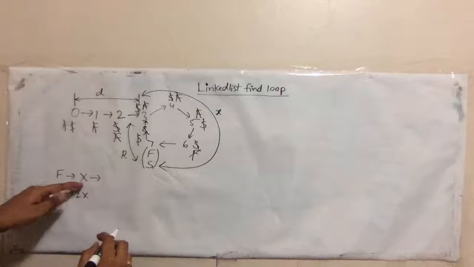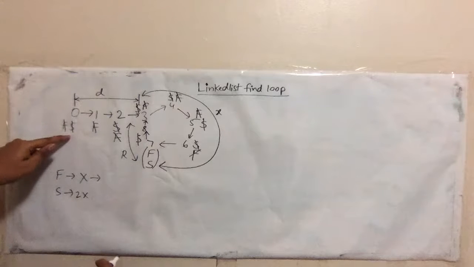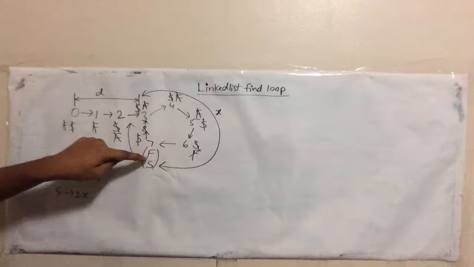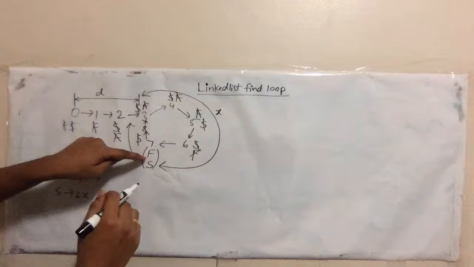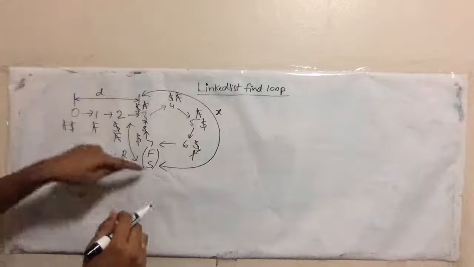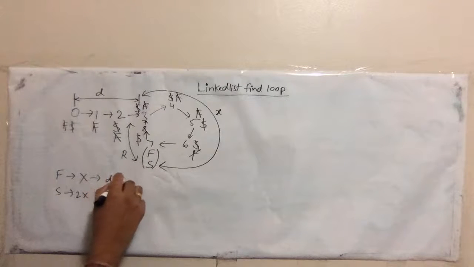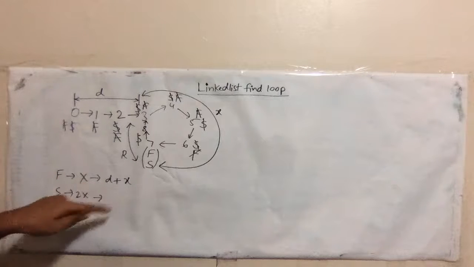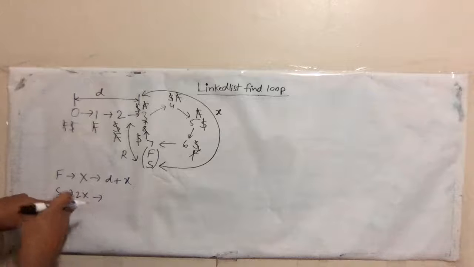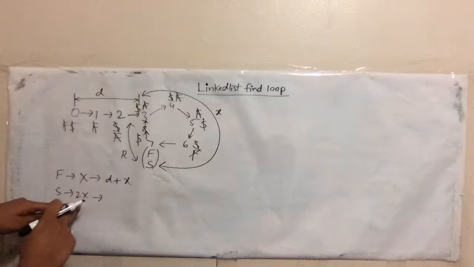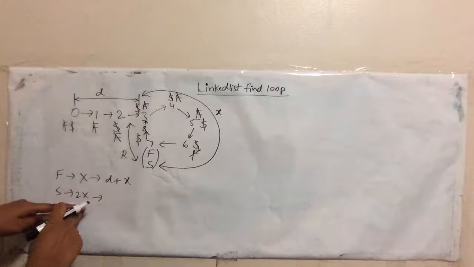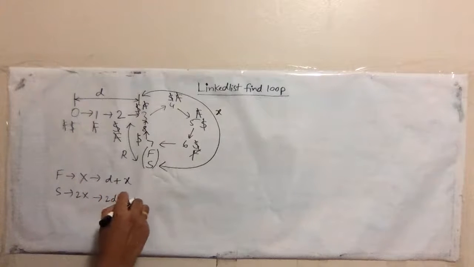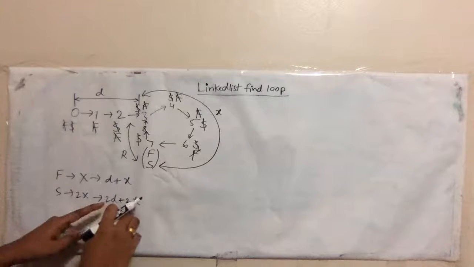What is x in this case? The first pointer started from here, goes here, goes here, goes here, and came here. Finally we stopped the iteration. What is this distance called? d plus x. If x is d plus x, what is 2x? The second pointer has iterated twice, so it will be two times d plus x, that means 2d plus 2x.